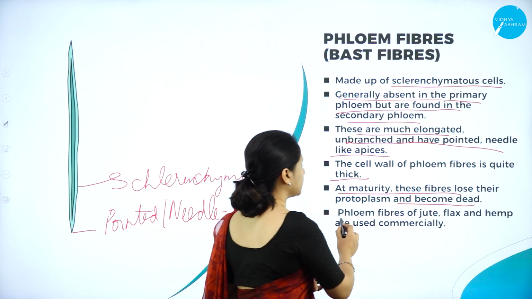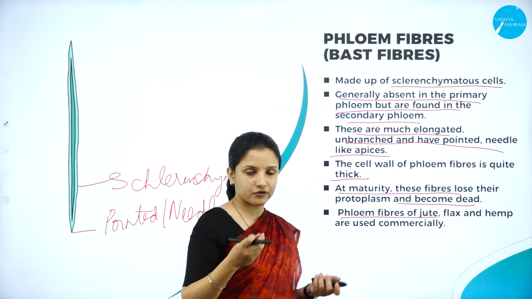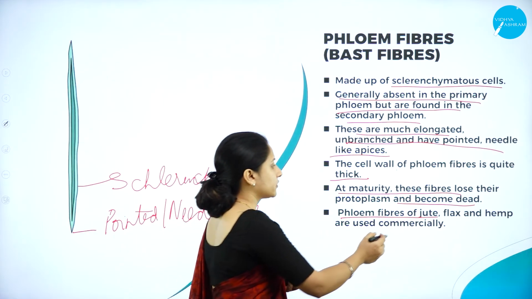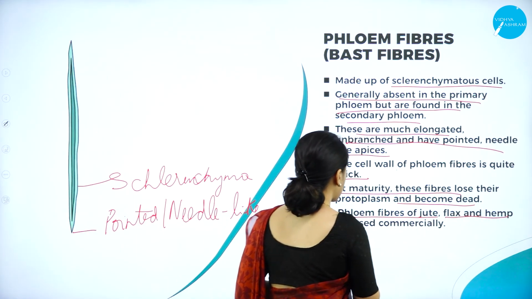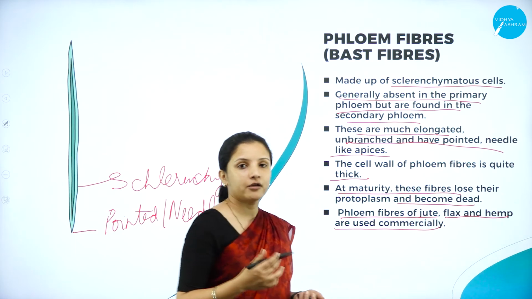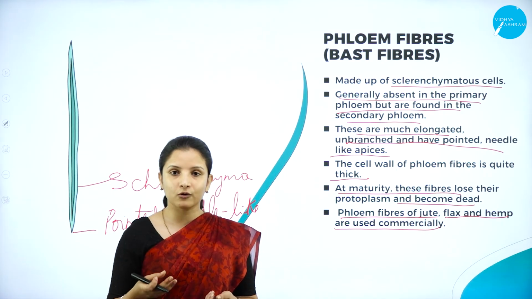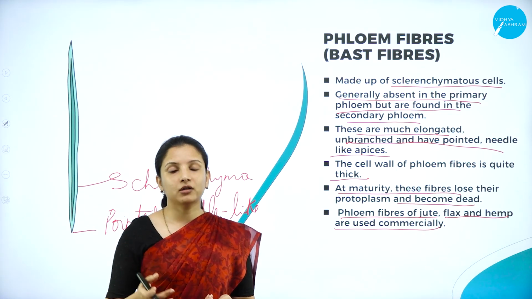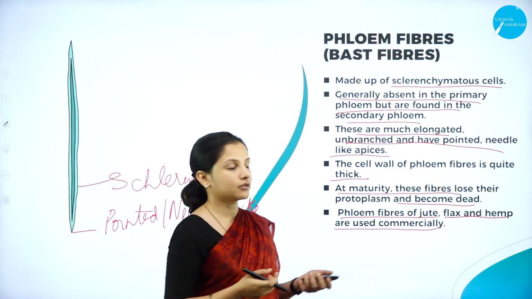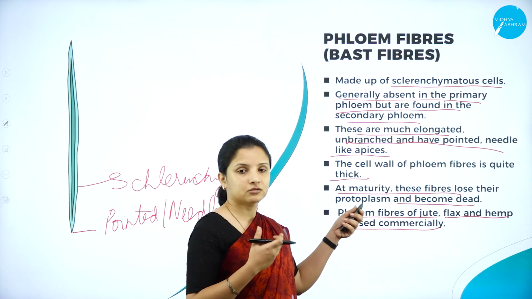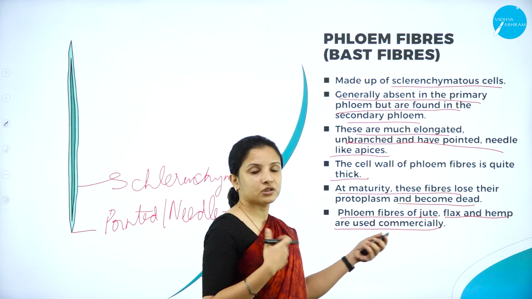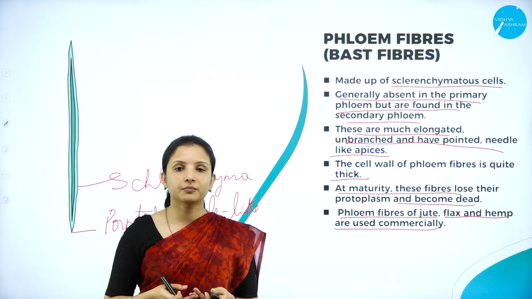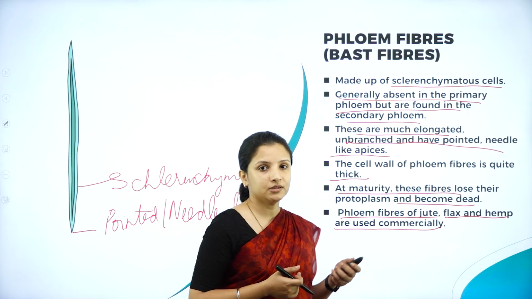And these phloem fibers are found in the fibers of jute. That is why they are very rigid and very rough. They are present in the fibers of jute, flax and hemp, and therefore they are used commercially in manufacturing ropes, making bags, mats, gunny bags and certain other accessories. So various commercially important products are made out of these phloem fibers. Almost all plants have phloem fibers in them.